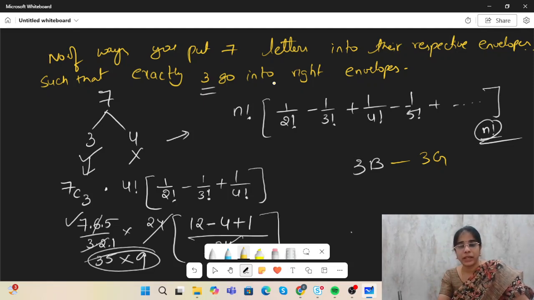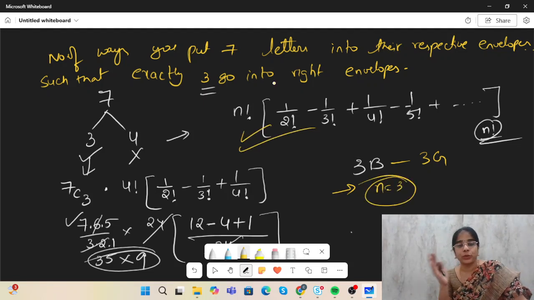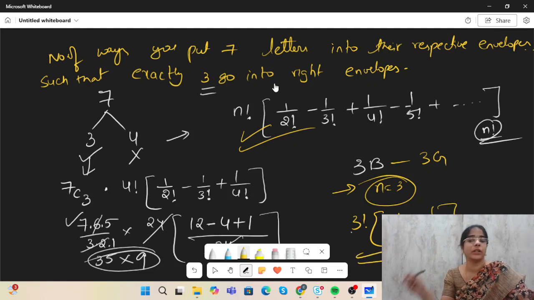Okay. So this number of de-arrangements is nothing but you take n equal to 3. Apply the formula for 3 factorial into 1 by 2 factorial minus 1 by 3 factorial. That's what your answer is.